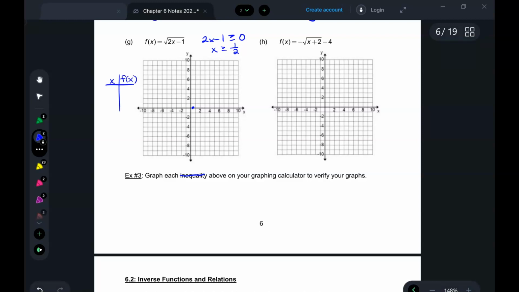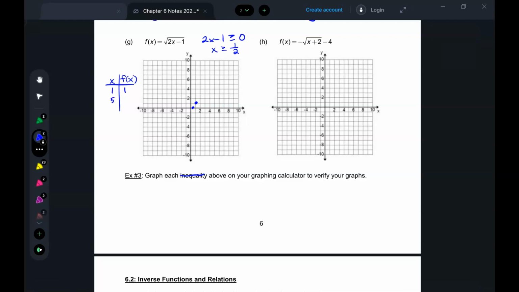Can you think of a number? Then it would give us negative 1. What happens when I plug in 1? 2 times 1 is 2. 2 minus 1 is 1. Square root of 1 is 1. So 1, 1. Can you think of another number that would give us a perfect square? 5.